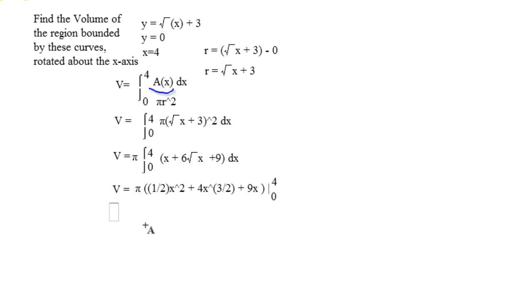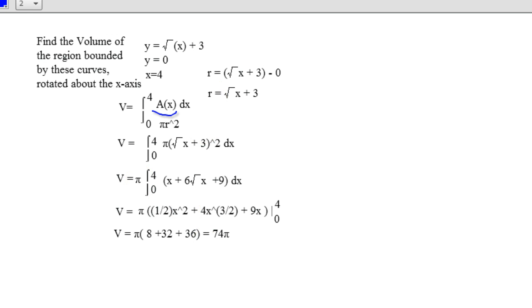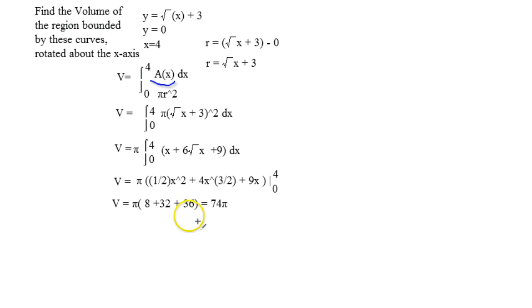So here's what this is going to be. When we get all said and done with this, this is going to turn into 1/2 of 4 squared, which is 8. This is going to be 4 times 4 to the 3/2 power, which is 32, and then 9 times 4 is 36, and we get 74 pi as our actual volume. Right? And that's how you find the volume of the region bounded by that.